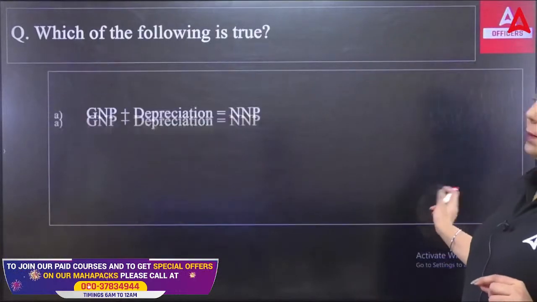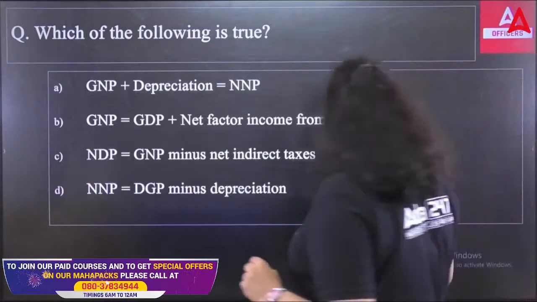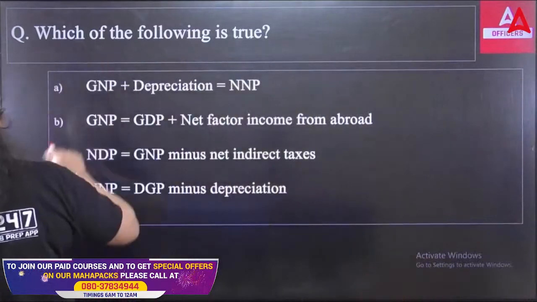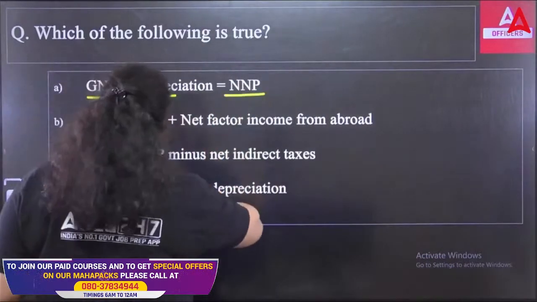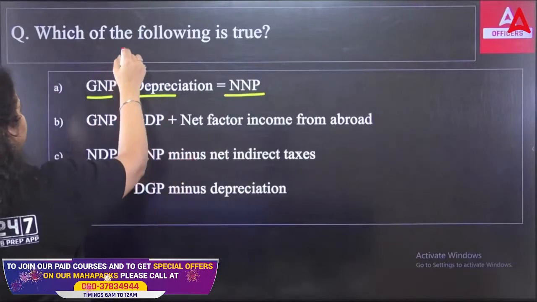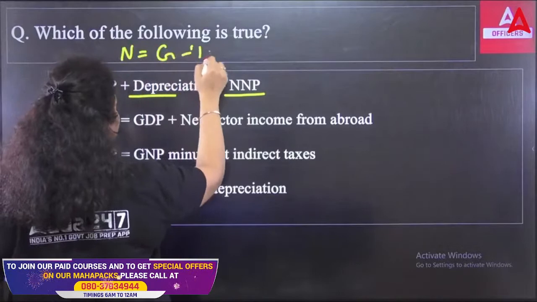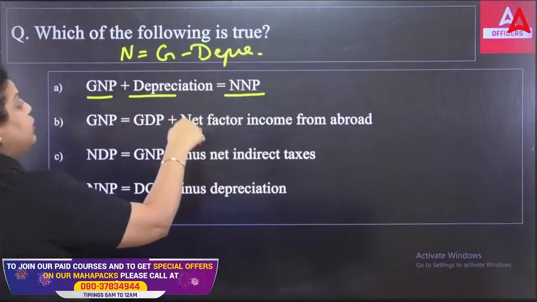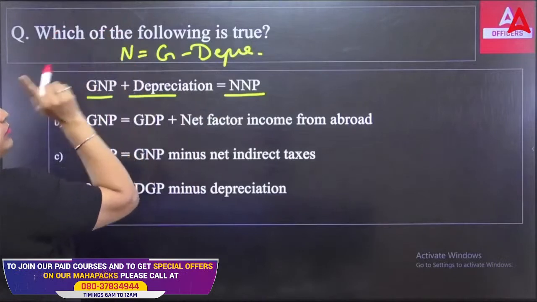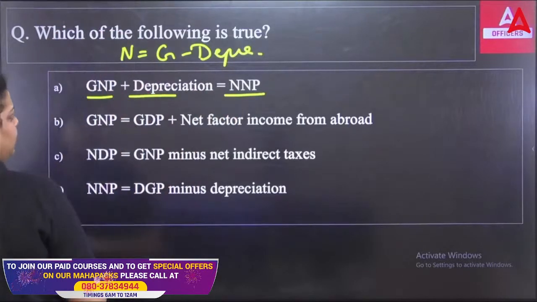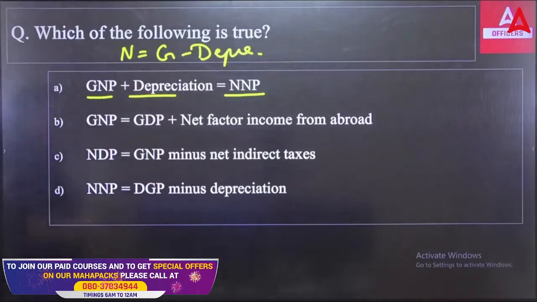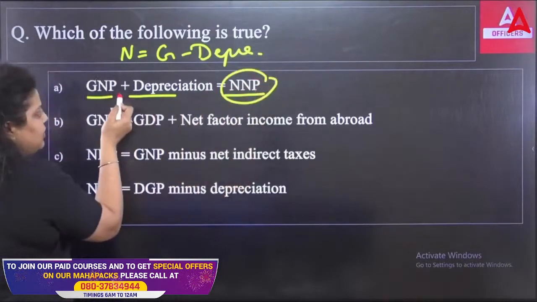Now, which of the following is true? We have GNP plus depreciation equals NNP. It can't be right. I have told you, if you want to calculate the net value, you have to do gross minus depreciation. Now you are calculating the gross with the net value. So it's very obvious you have to add the depreciation, or not? No. If you want to calculate NNP, you have to subtract the depreciation.